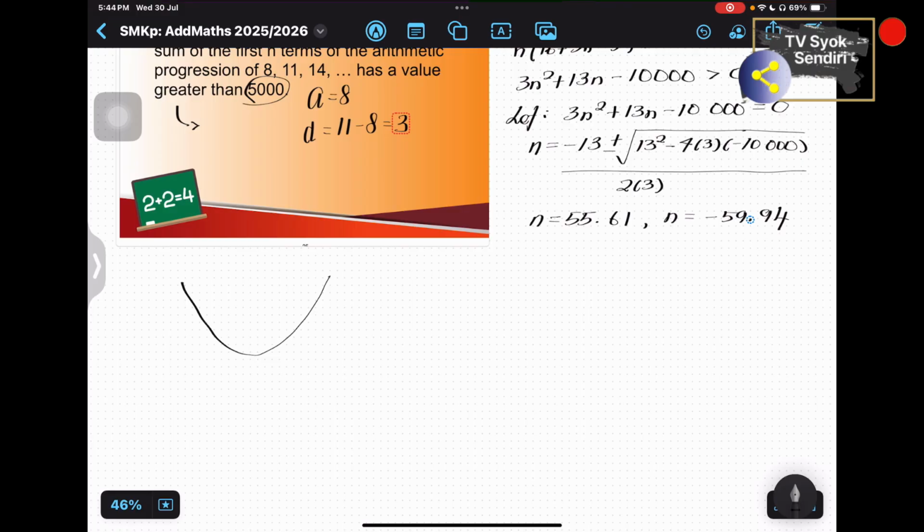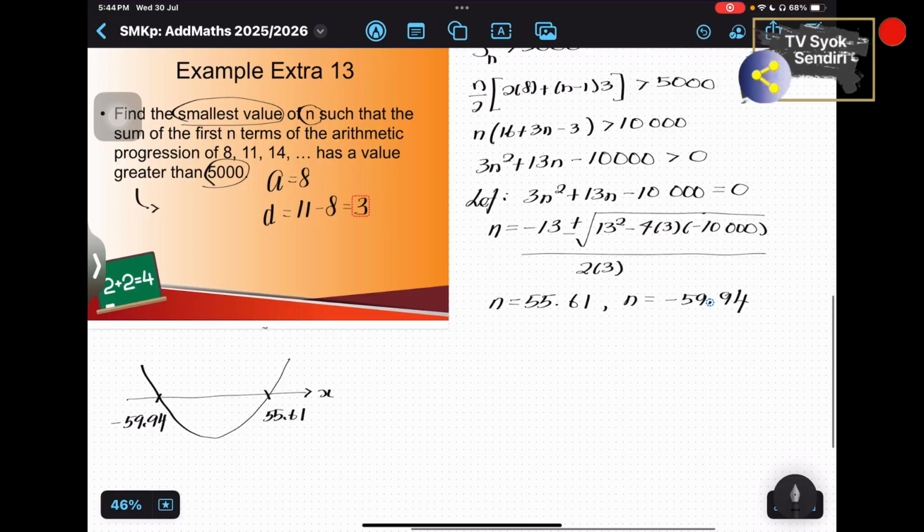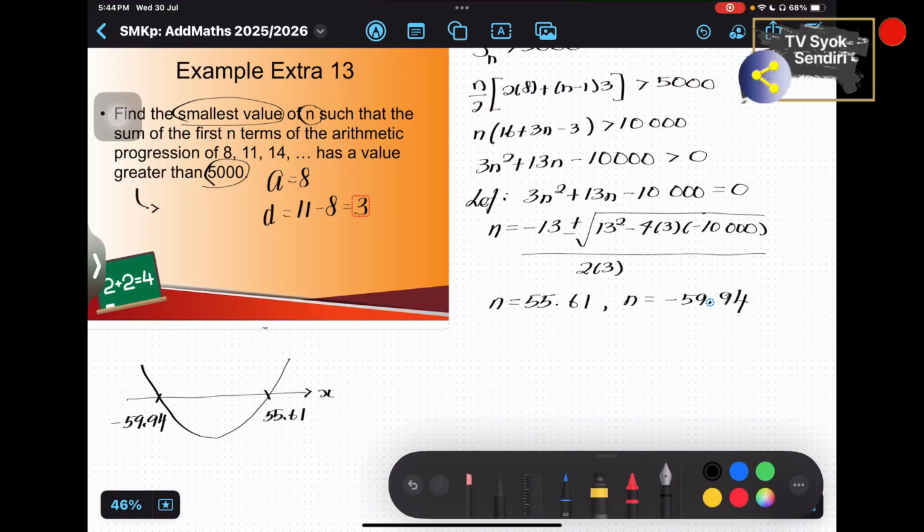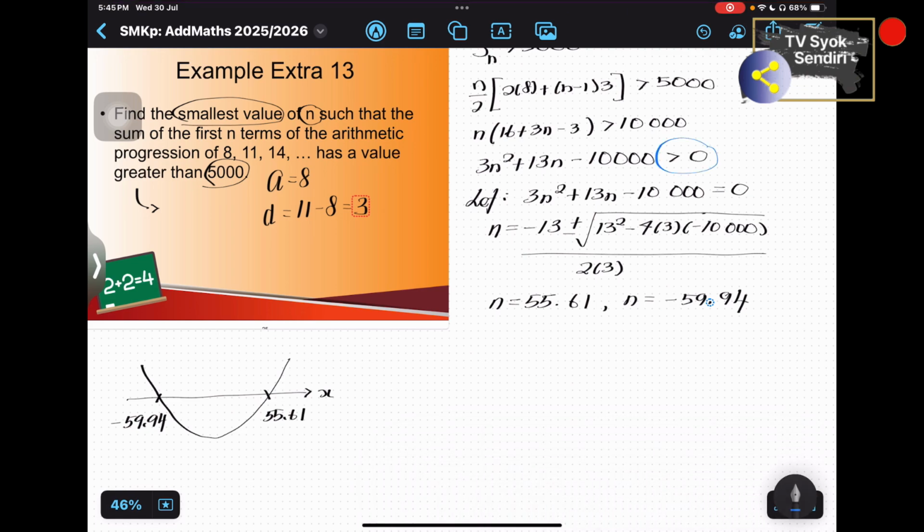Up to now we need to draw the smiling face with the x crossing over. So this is the value of 55.61 and this is the value of negative 59.94. Then next, you just look at the last inequality. This is where we read it as greater than.